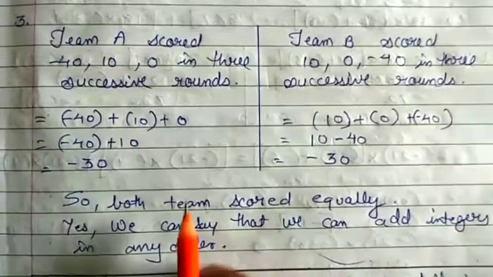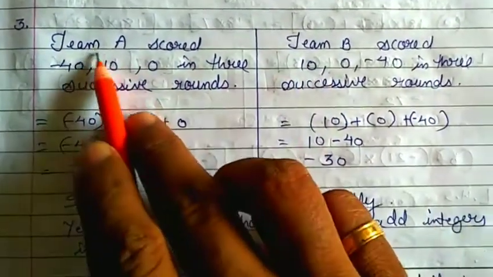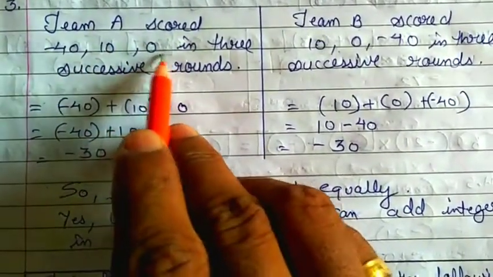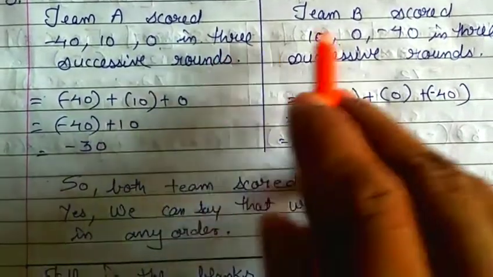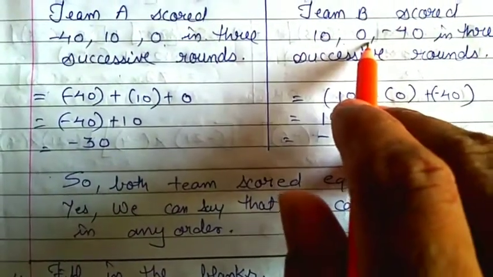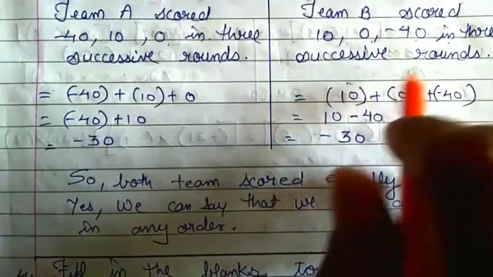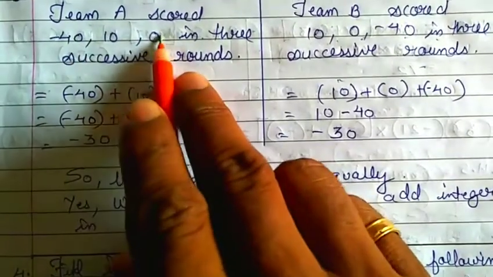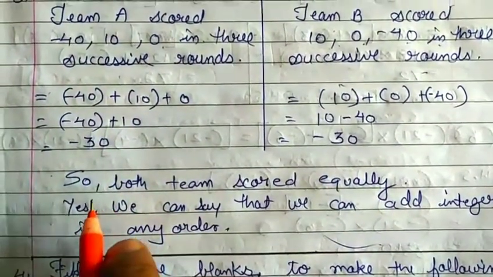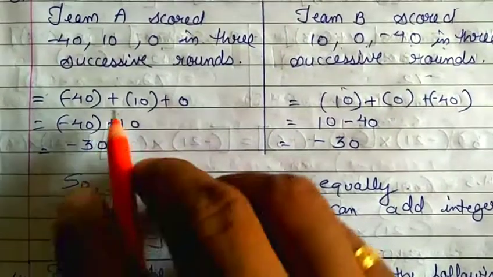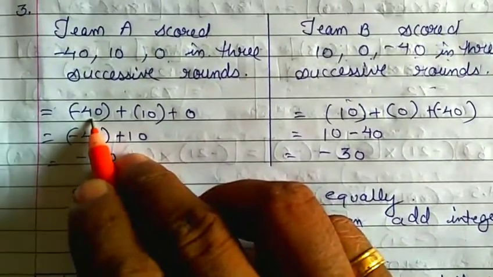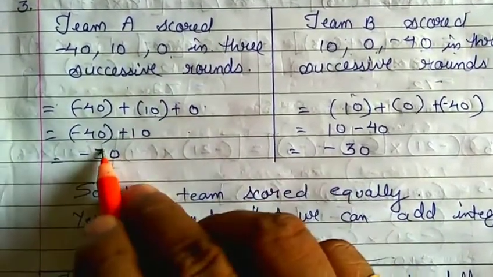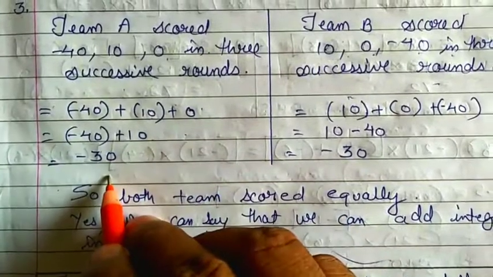See, what I did, I had divided both the teams in two parts. Now the condition given, team A scored negative 40, 10, 0 in 3 successive rounds, and team B scored 10, 0, negative 40 in 3 successive rounds. Now we need to add all the scores to see whether both teams scored equally or not. See, let us now add negative 40 plus 10 plus 0. 0 has no value, so what is left? Negative 40 and 10. Negative 40 and 10 gives negative 30.